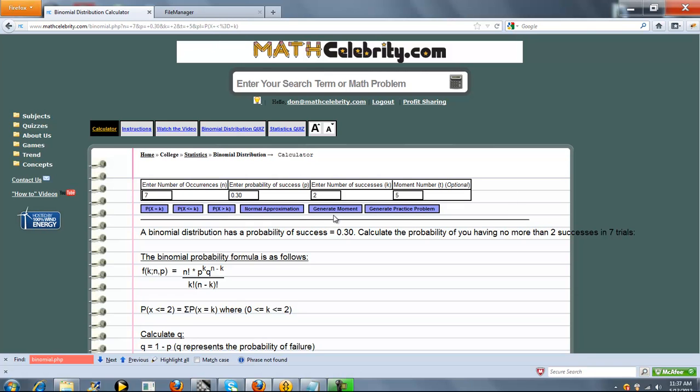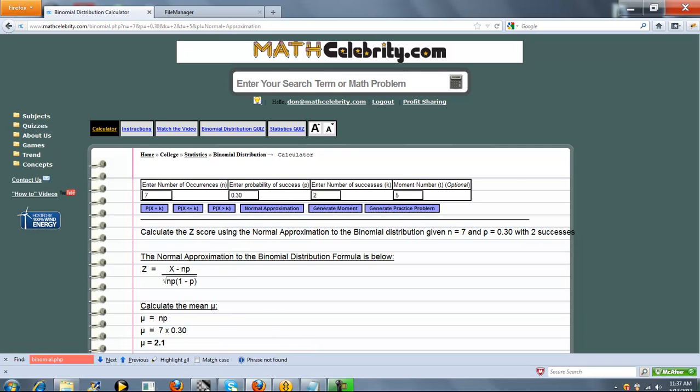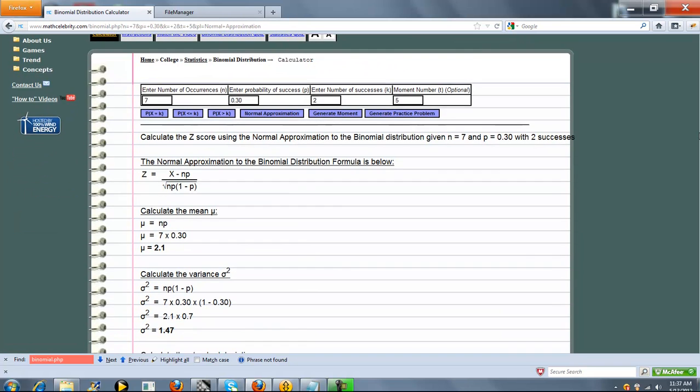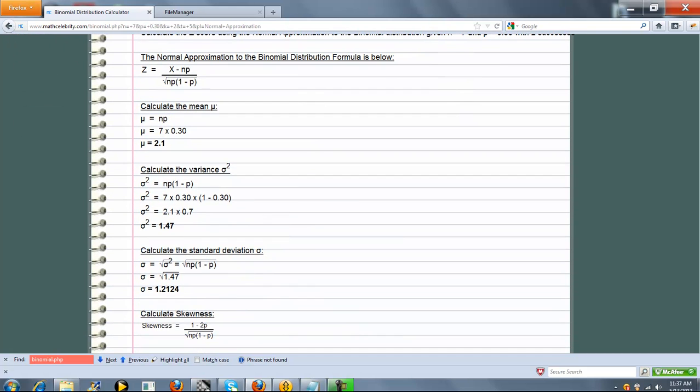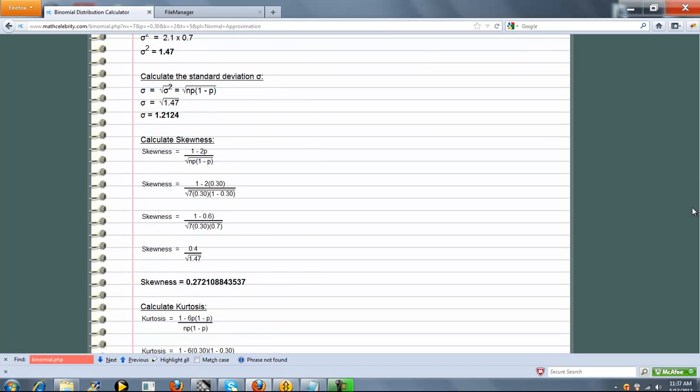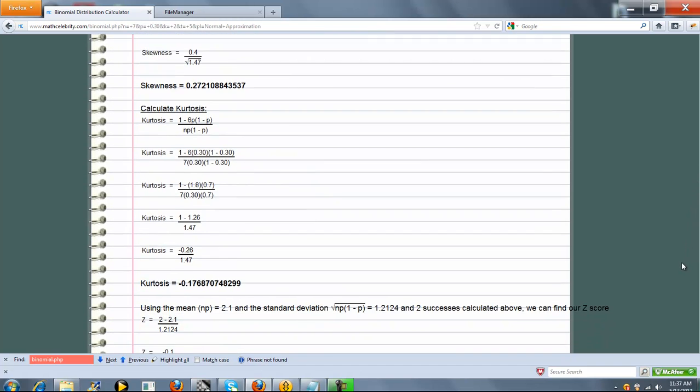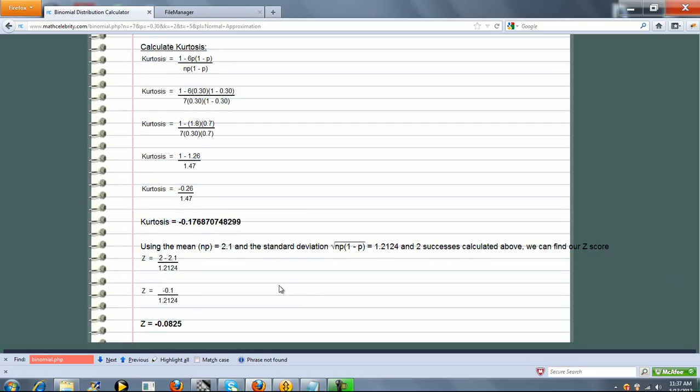Let's go ahead. We'll leave our same numbers for the time being and press this. So we're going to calculate a z-score using the normal approximation to binomial distribution. Here's that formula for z. And first we calculate mu, which is 2.1. Calculate the variance, and calculate the standard deviation, skewness, kurtosis. And so when we plug in our z value, we get negative 0.0825.